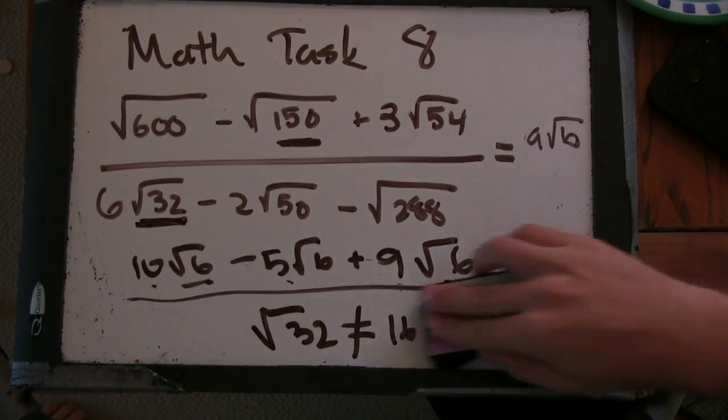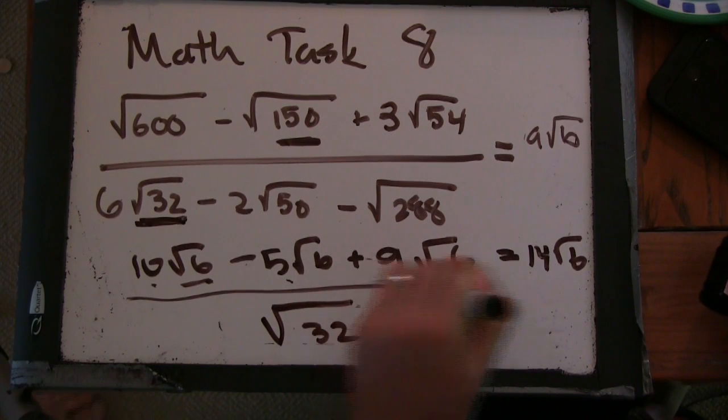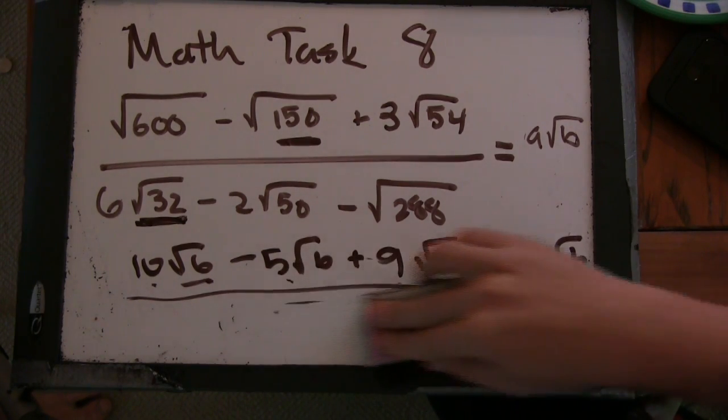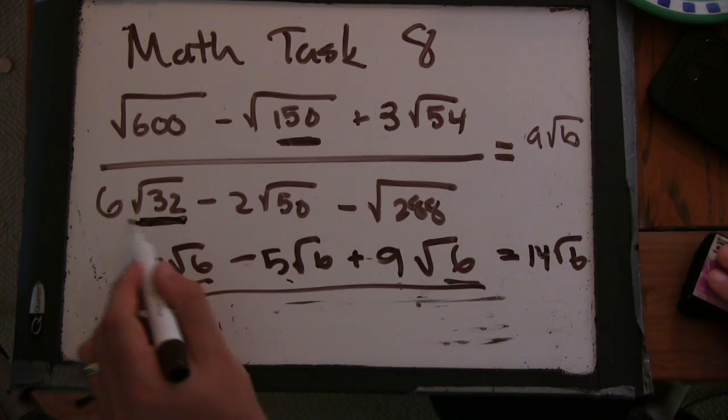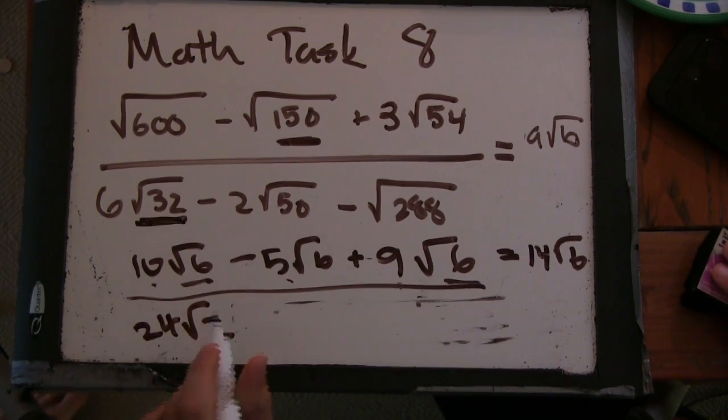Okay, so the square root of 32 equals the square root of 16 times 2. So you have to take that square root of 16, so we get 4 times the square root of 2. Now 4 times 6 is 24, so 24 times the square root of 2.